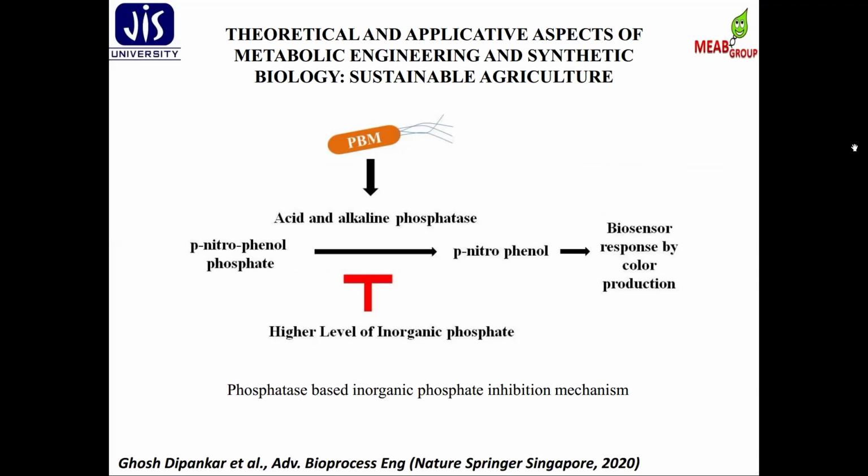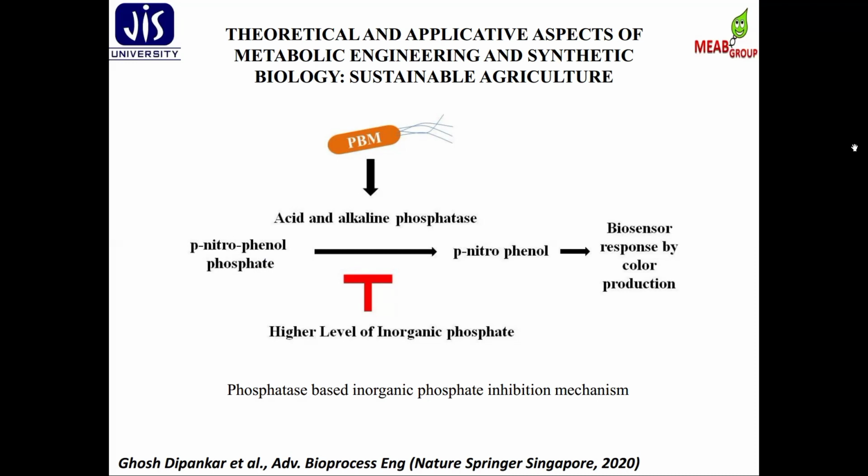So what are the theoretical and applicative aspects of metabolic engineering to establish sustainable agriculture? This diagrammatic presentation clearly shows that para-nitrophenol phosphate is the substrate and it can be converted to para-nitrophenol, which can be detected by the biosensor response through color production. Now the question comes: how is this para-nitrophenol phosphate converted into para-nitrophenol, which will indicate the color change and be detected by the different ranges of the biosensor?